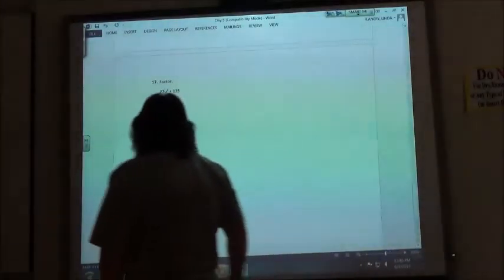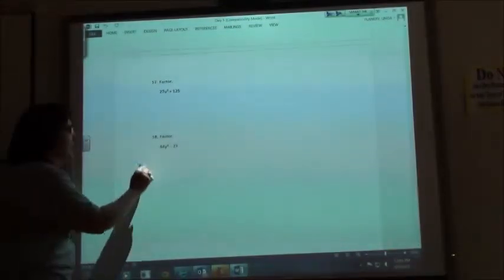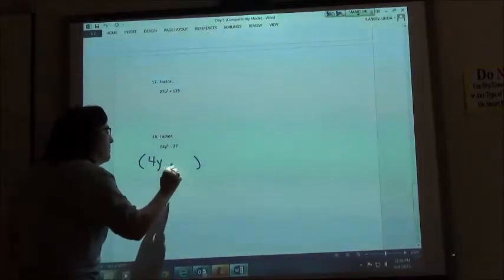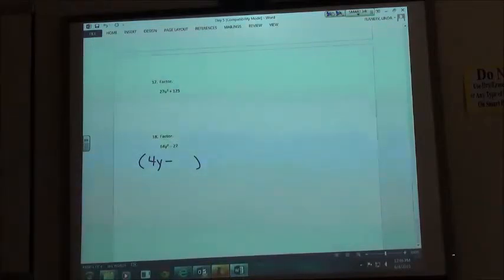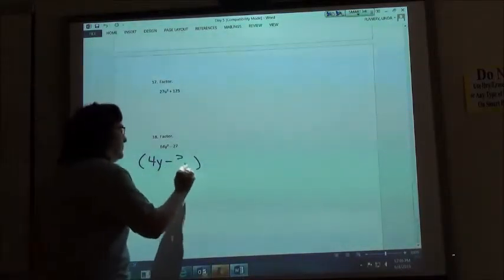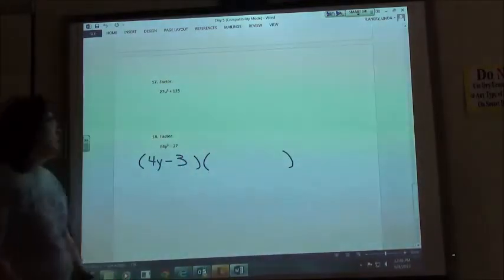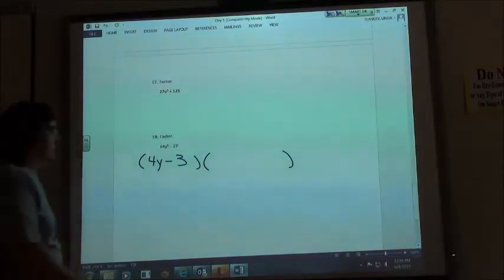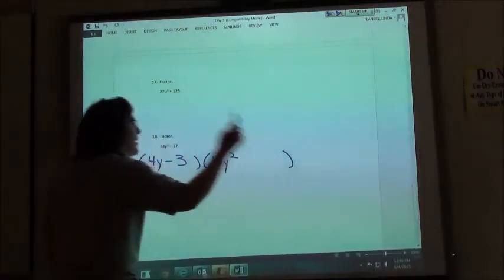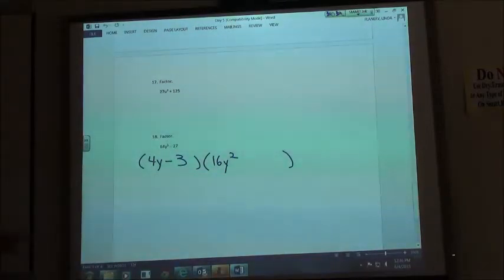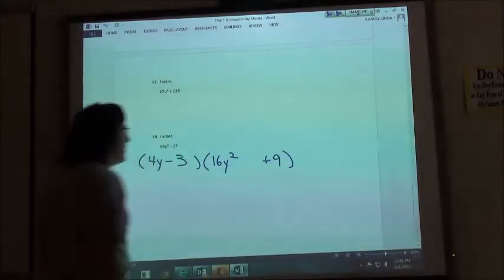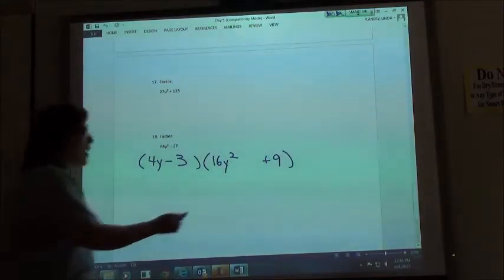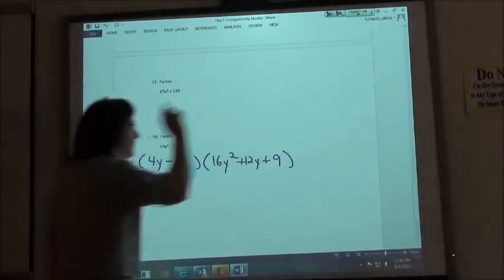And the last one, we're factoring 64y cubed minus 27. So, cube root of 64y cubed, 4y, minus sign, and cube root of 27, 3. So, my first term in my second set of parentheses would be 16y squared. My last term will be positive 9. And my middle term, plus 12y. And there it is.